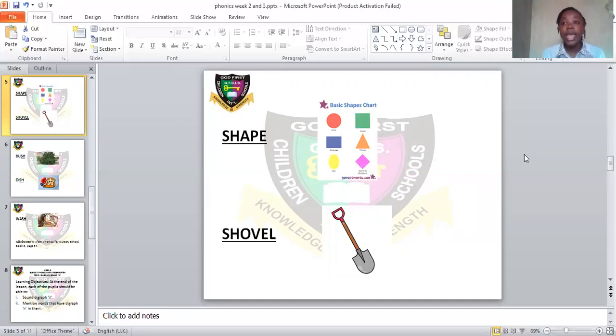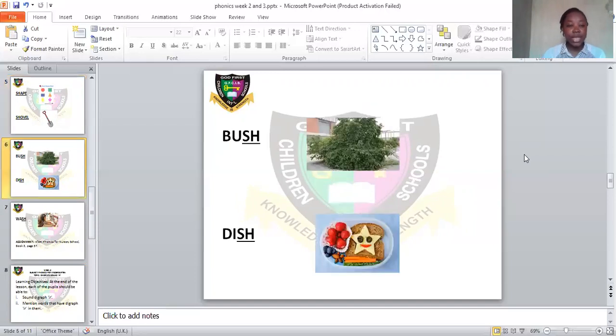Oval, shovel. Again, oval, shovel. For the last time, now let's sound shovel. Oval, shovel. Now let's go to the next example.